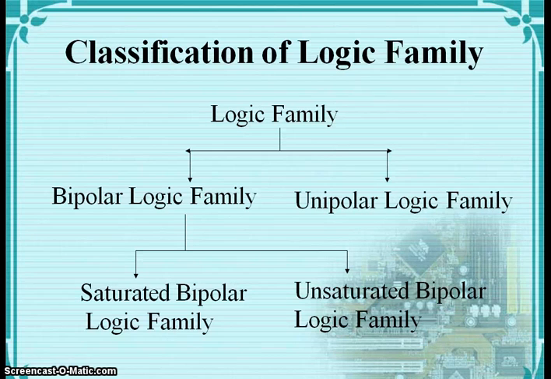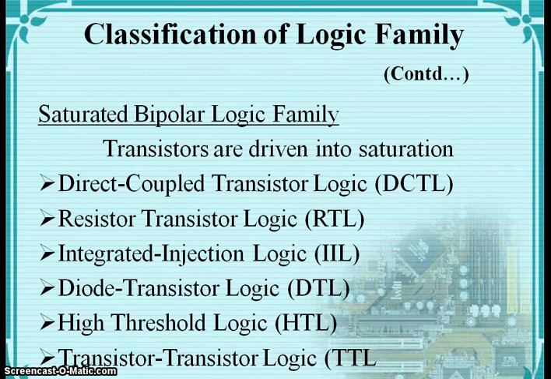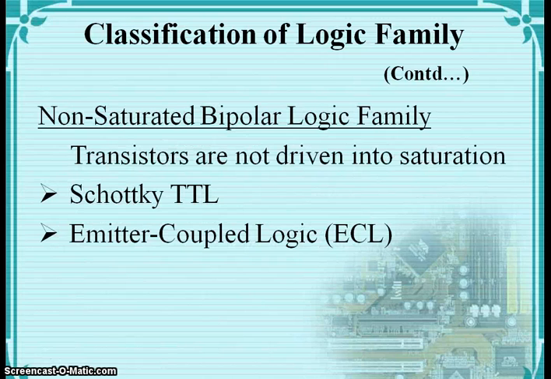Logic family can be broadly classified as bipolar logic family and unipolar logic family. This bipolar logic family can further be classified as saturated bipolar logic family and unsaturated bipolar logic family. In the saturated bipolar logic family, the transistors are driven into saturation. The types are direct coupled transistor logic, resistor transistor logic, integrated injection logic, diode transistor logic, high threshold logic, and transistor transistor logic. In non-saturated bipolar logic family, transistors are not driven into saturation.